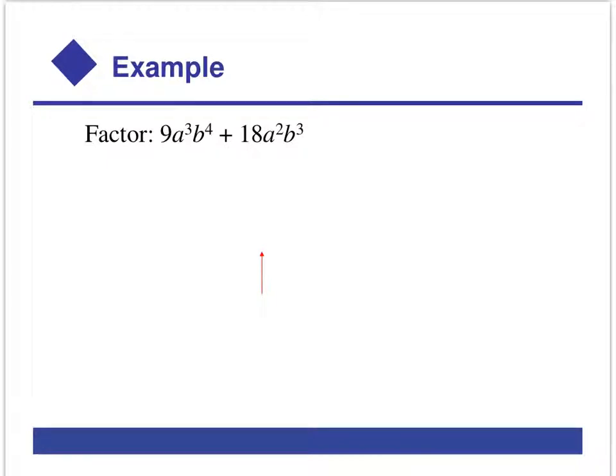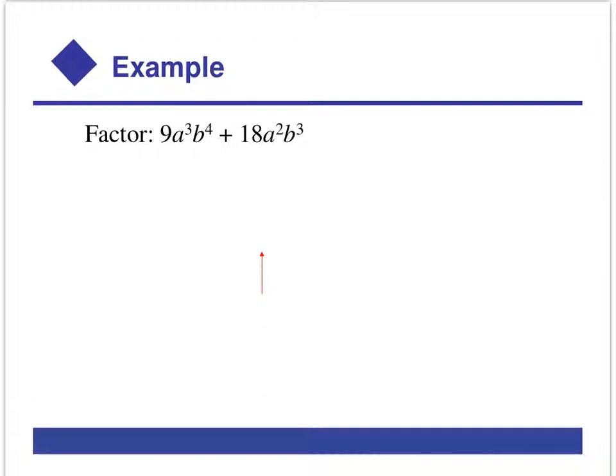So now when we're doing this one, what do you notice? It has two different variables in there, doesn't it? It has an A and a B. You still have to factor those. So what would go into 9 and 18 evenly? 9. And what's the variable with the lowest exponent? We have an A squared and we have a B cubed.